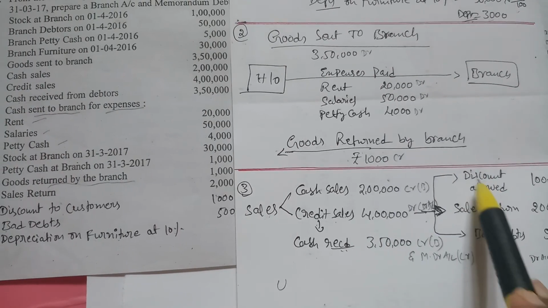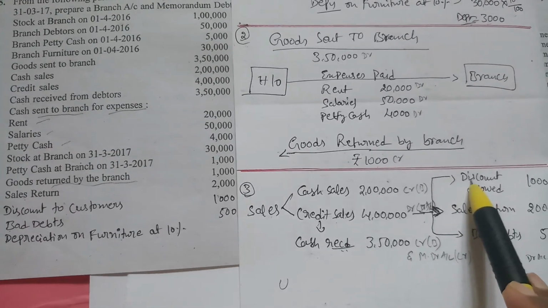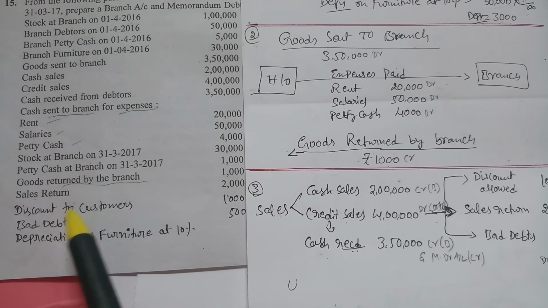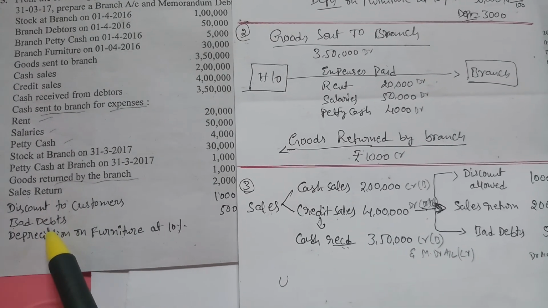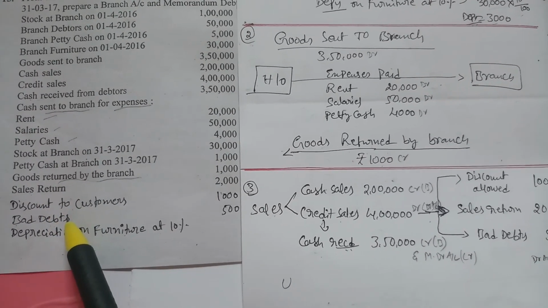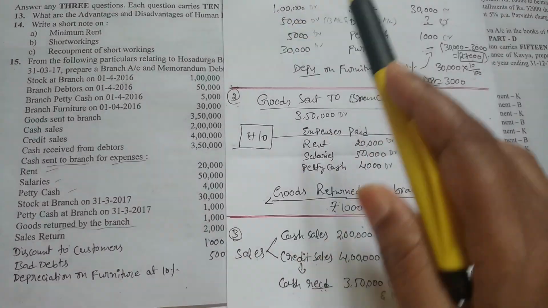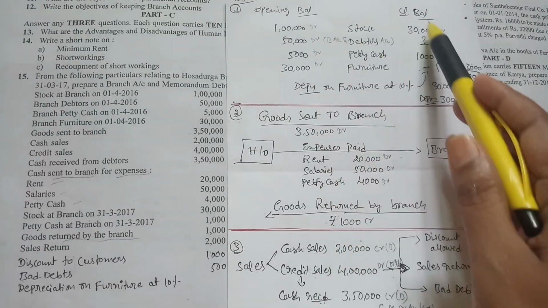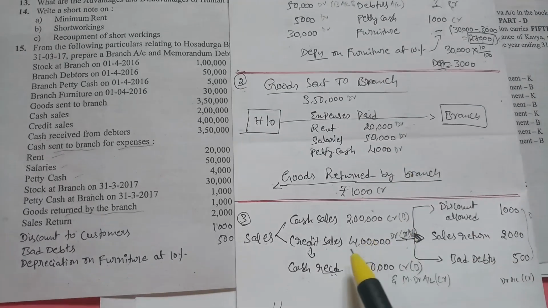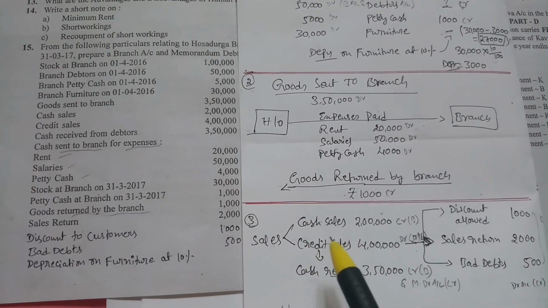Under credit sales we are dividing these items. Which items? These are discount allowed, sales return and bad debts. Discount to customers means discount allowed. These are related to credit sales. So I'm dividing this question into three parts. Part 1, opening balance and closing balance. Part 2, goods sent to branch. Third part is related to sales, that is debtors, credit sales and cash sales.